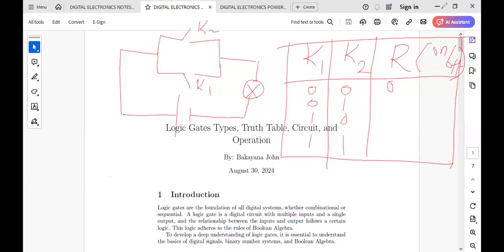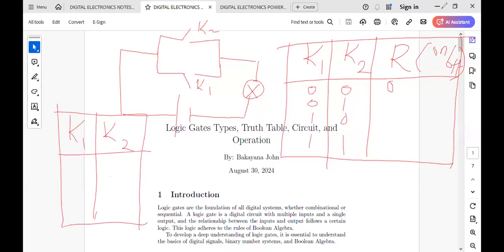When they are two, we identify the possible combinations. There is a possibility that both are open. There is a possibility that one is closed, one is open. There is a possibility that the first one is open, the second one is closed. There is a possibility that both of them are closed. So I don't guess the number of patterns. It comes automatically that if there are 2 switches, then there are 4 possibilities.